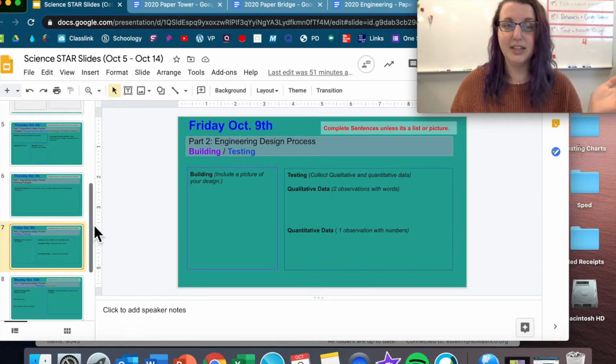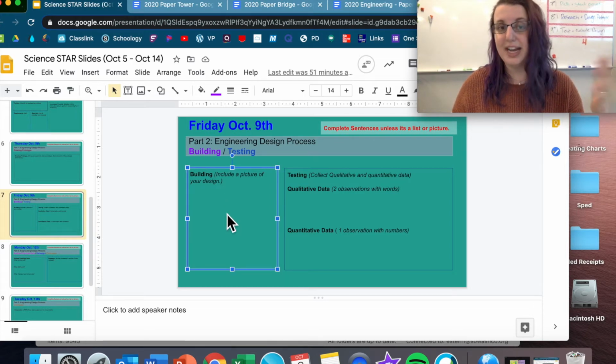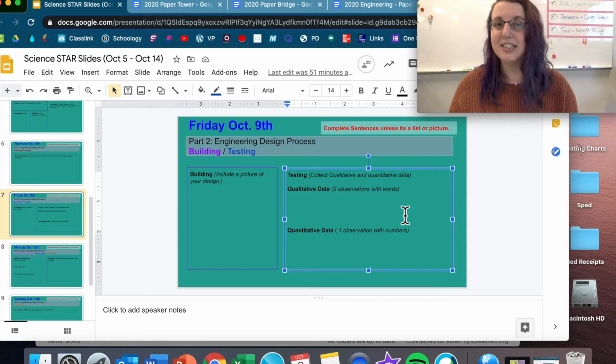For today, you're going to be taking your design and you're going to be building it. So for this section, just include a picture of the building that you designed or whatever you designed. So take a picture with your webcam and put that there. And then for testing, let's talk about what you are actually testing for each one.